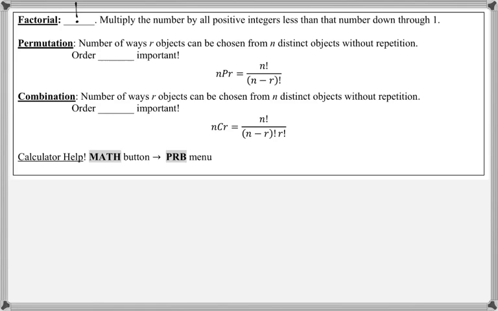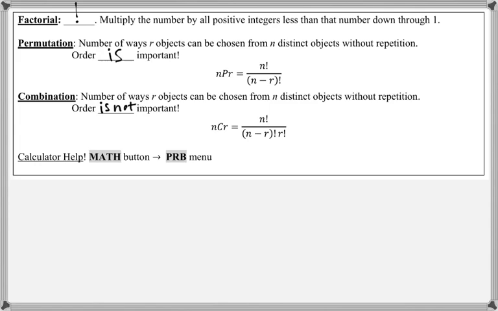A permutation is a number of ways our objects can be chosen from n distinct objects without repetition, and order is important. A combination is the number of ways our objects can be chosen from n distinct objects without repetition, and order is not important.